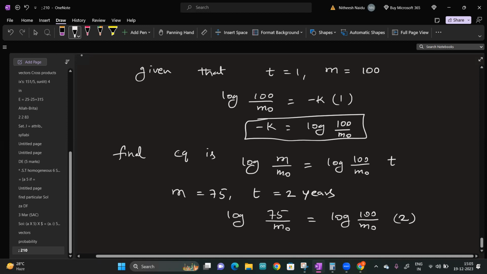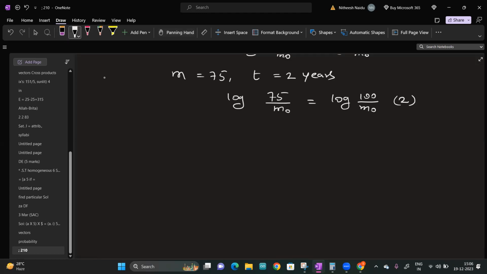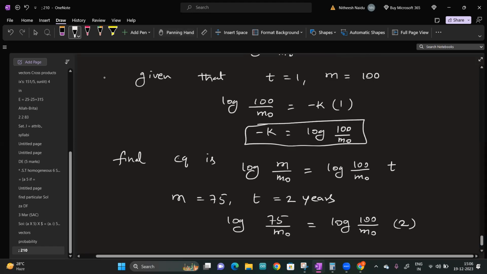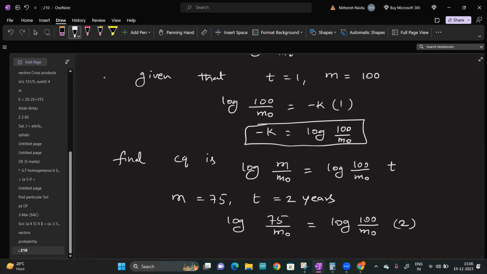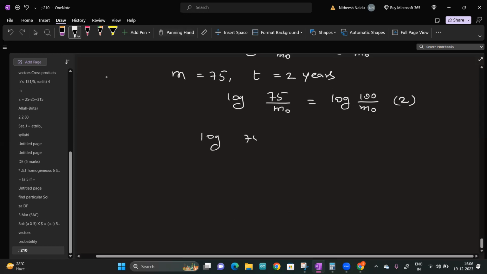So what do we do? Multiply with 2 and use the log m minus log n formula, log of m by n. Log m minus log n. Completed? Can anyone suggest, is there another way to solve this question?